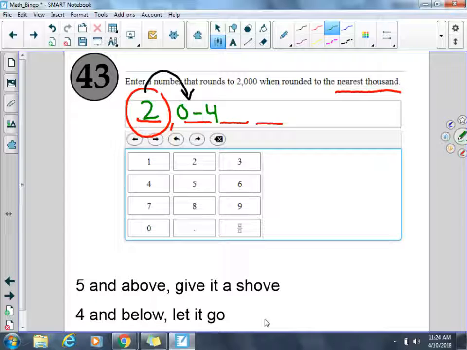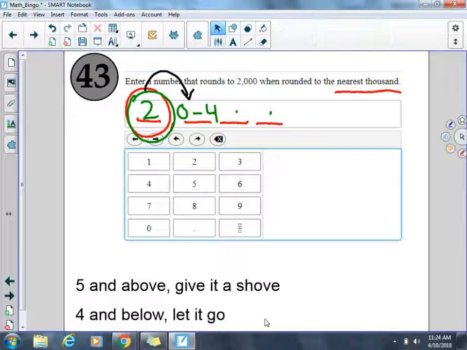Which means if I start off with a 2 here in the thousands place, and my neighbor's telling me 4 and below, it's going to stay a 2, and it's going to round down to 2,000. It really doesn't matter what I put in the tens and the ones, because those don't affect my thousands place when I'm rounding to the thousands. The hundreds place is the one next door. It's telling you what to do. It's like a neighbor if you're ever home alone. It can help you out.